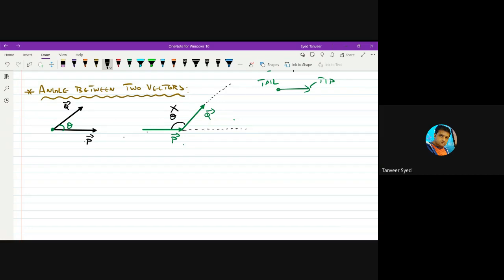So, angle between these two vectors should be this, right? It is not this. It should be this. Then how do you write this angle? To write this angle clearly, what we do is, we will displace any one of the two vectors parallel to itself.